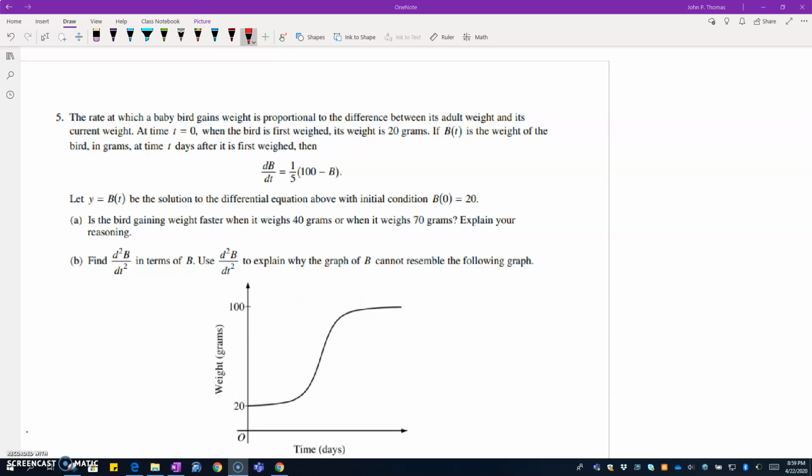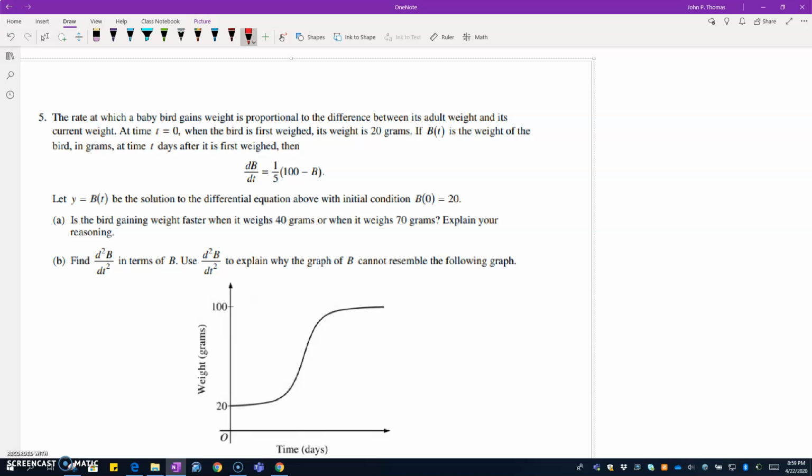If B of t is the weight of the bird in grams, at time t days after it was weighed, then dB/dt equals 1/5 times (100 minus B). All right, it says let y equals B of t be the solution to the differential equation above with an initial condition of 20. In part A, it says, is the bird gaining weight faster when it weighs 40 grams or when it weighs 70 grams?